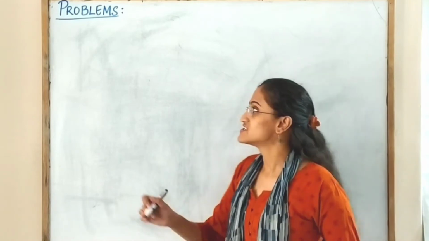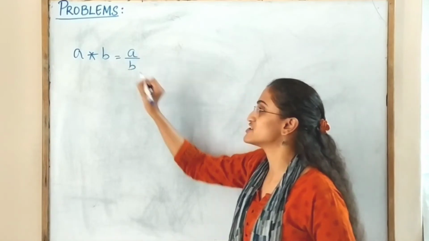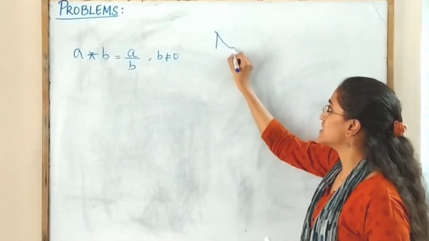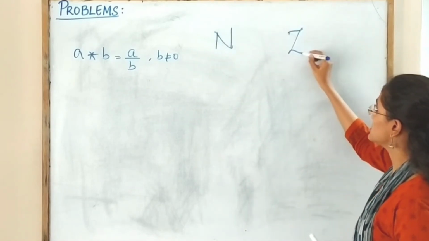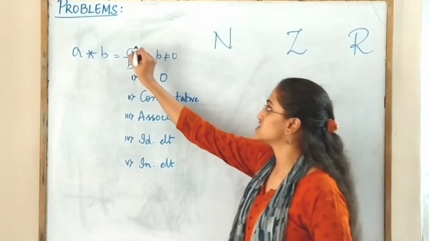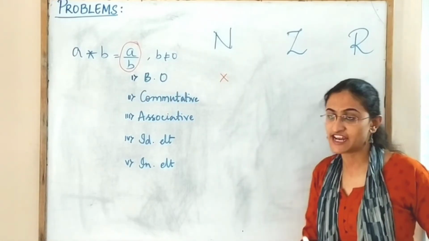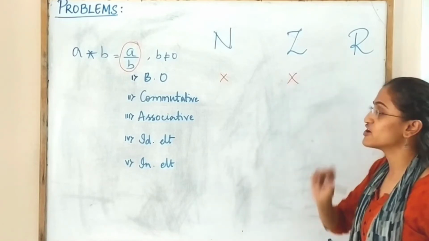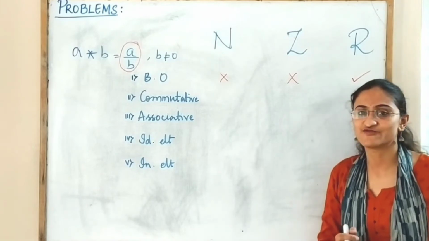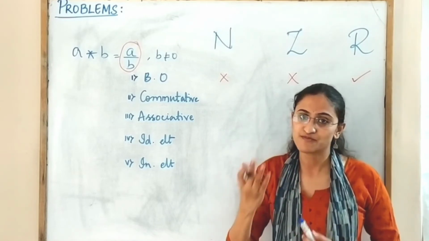In the same pattern, try for the operation a star b is equal to a by b, that is the division of two numbers where b is not equal to 0, in the set of all natural numbers, the integers, and the set of all real numbers. You can clearly observe that the operation a by b is not a binary operation on the set of natural numbers. It is not even a binary operation in the set of integers, but it is a binary operation in the set of all real numbers, since real numbers contain all the numbers of the kind p by q.